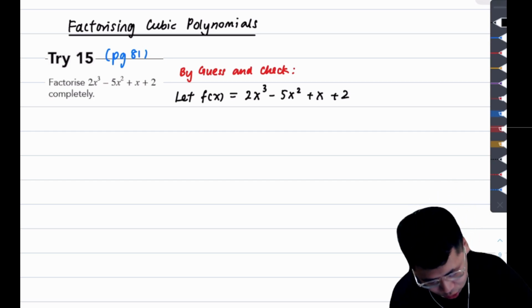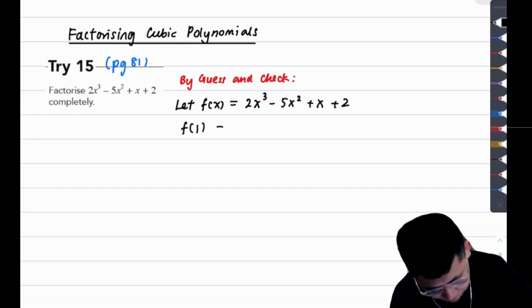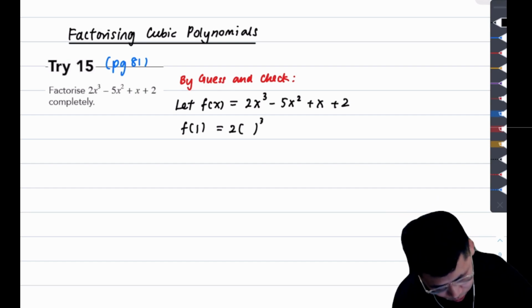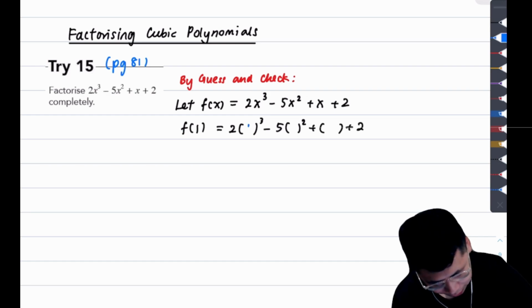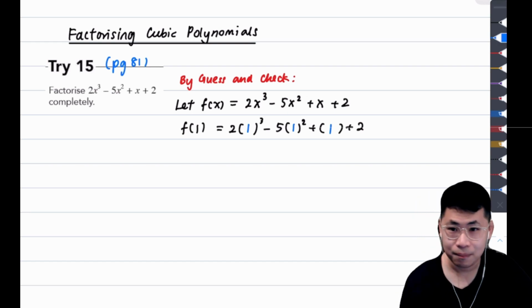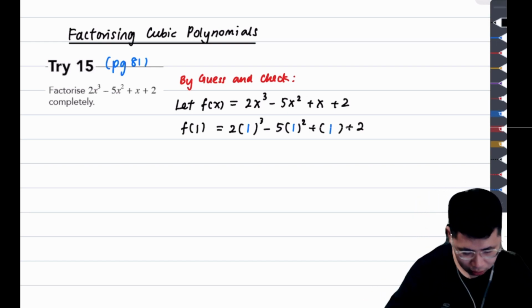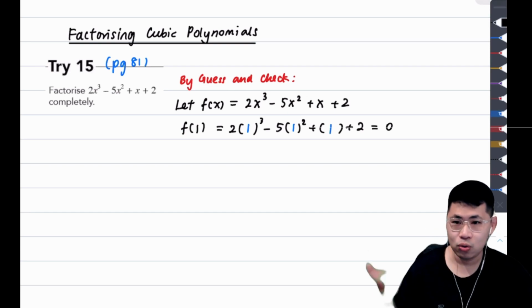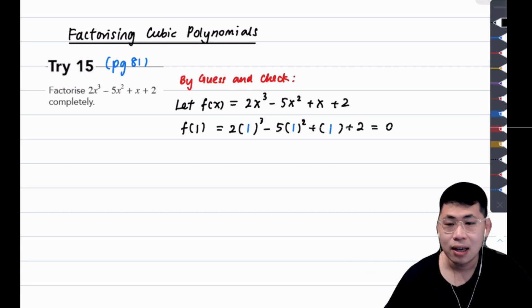Okay, so let's try 1. So we're going to have 2x cubed minus 5x squared plus x plus 2. Let's put in our 1 over here. Lo and behold, this is going to give us 0. Right, 2 minus 5 plus 1 plus 2 is going to give us 0.